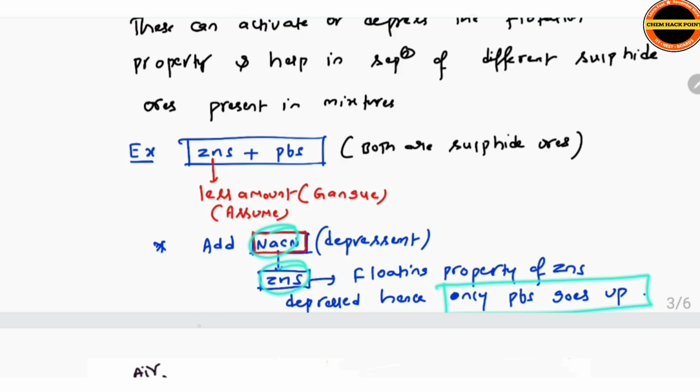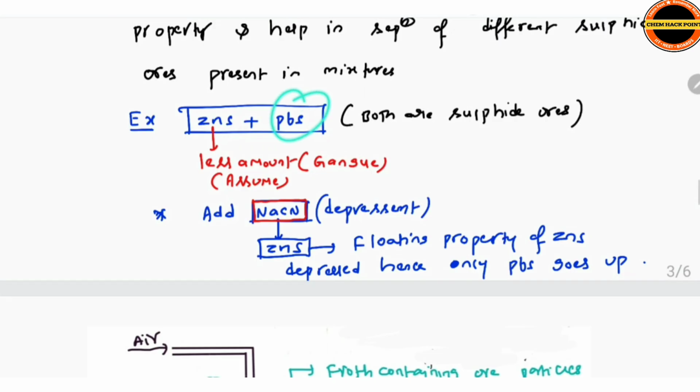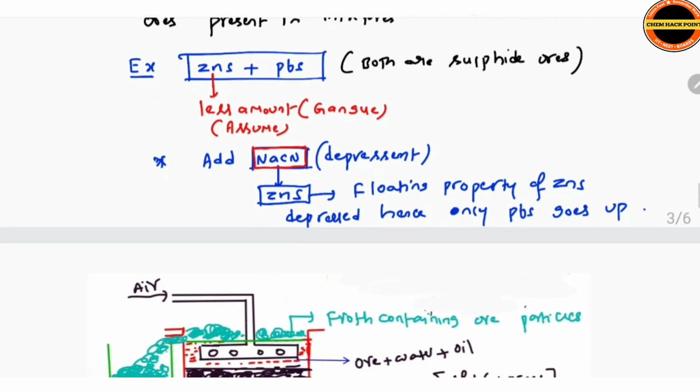NaCN combines with zinc sulfide, which makes it heavier. At the same time, we can say the floating property of zinc sulfide is depressed. Depressed means deactivated, hence only PbS goes up, and zinc sulfide goes to the bottom of the container. So PbS goes up in the form of foam to the surface, whereas zinc sulfide remains at the bottom.